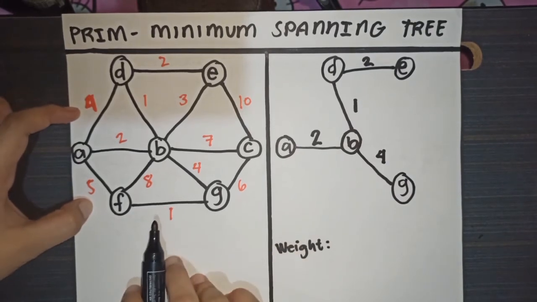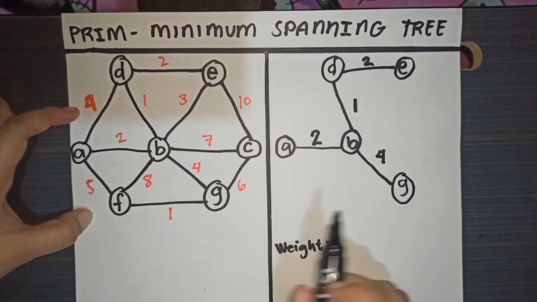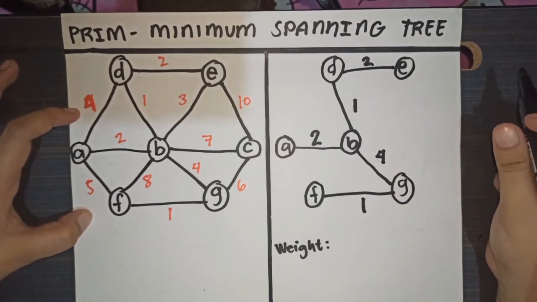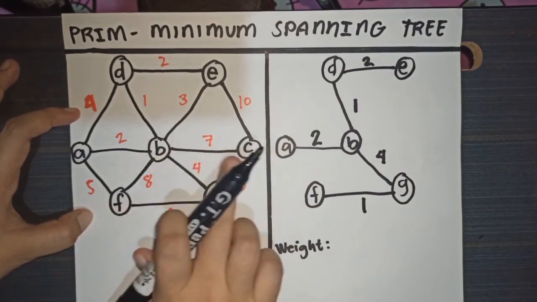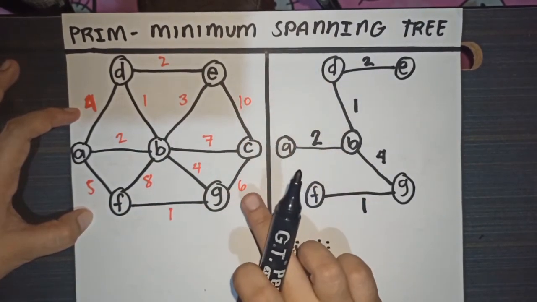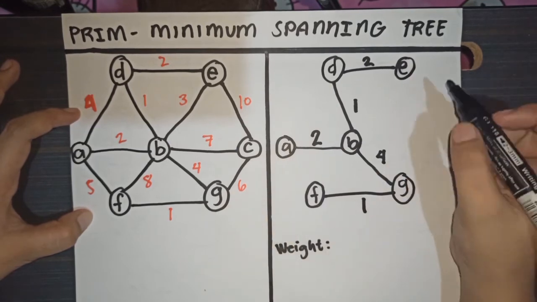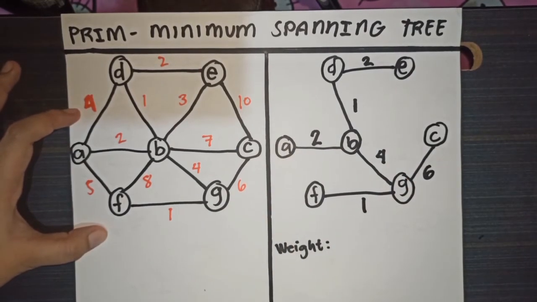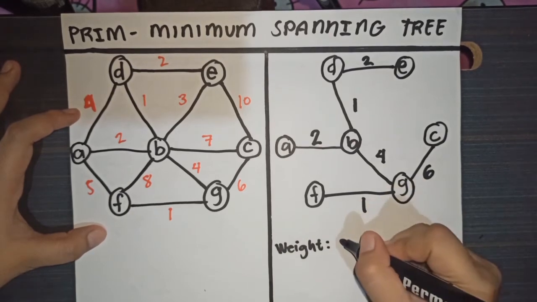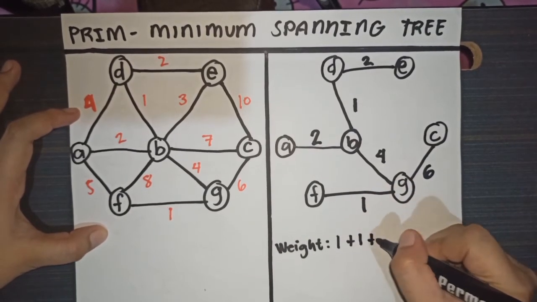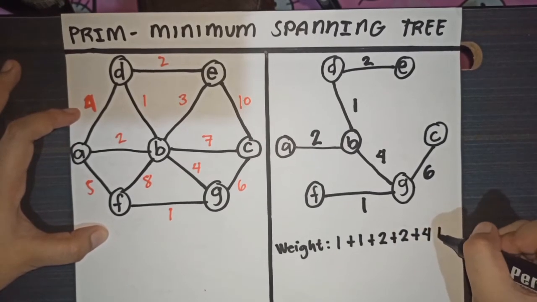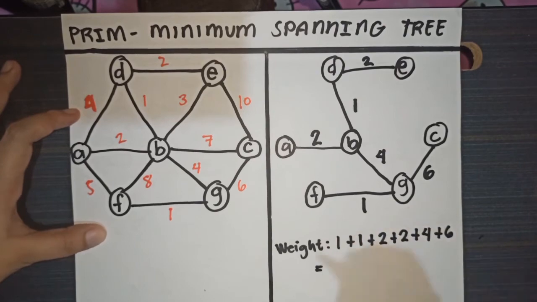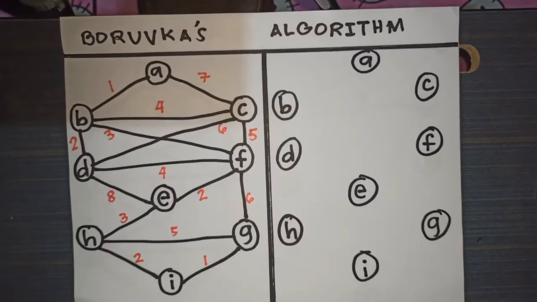So, we have here the edge of 1, which we will use. So, to connect to node C, we can go through G to C, B to C, and E to C. But the edge of G to C is smaller, so that is what we use. Now, we are going to measure the weight of this spanning tree. 1 plus 1 plus 2 plus 2 plus 4 plus 6. So the weight for our minimum spanning tree is 16.